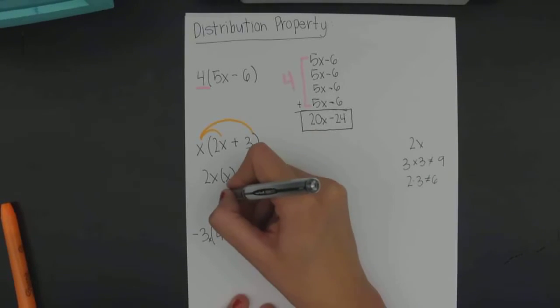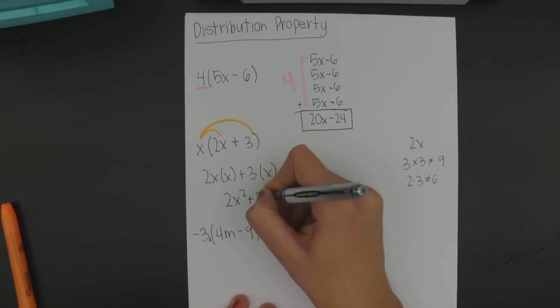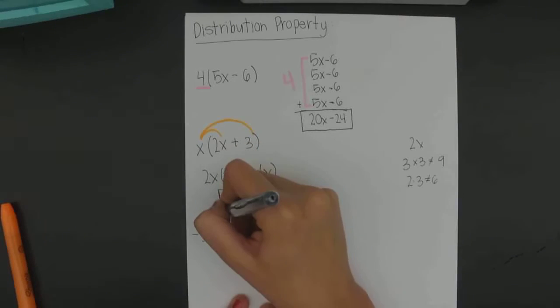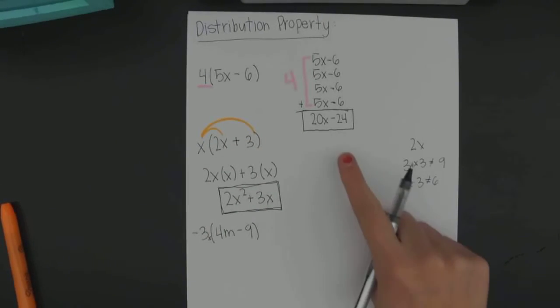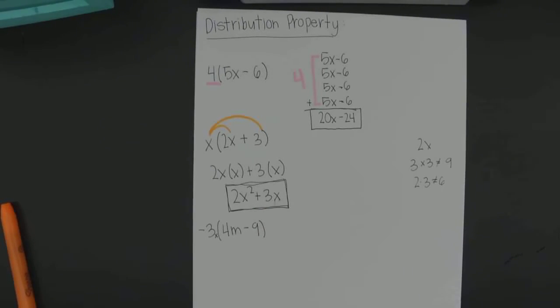So this first one, I would have 2x squared plus, and I just combine those two, 3x. Because I don't know what the value is for x, I just leave that variable in my equation. So on this one, I got 2x squared plus 3x.